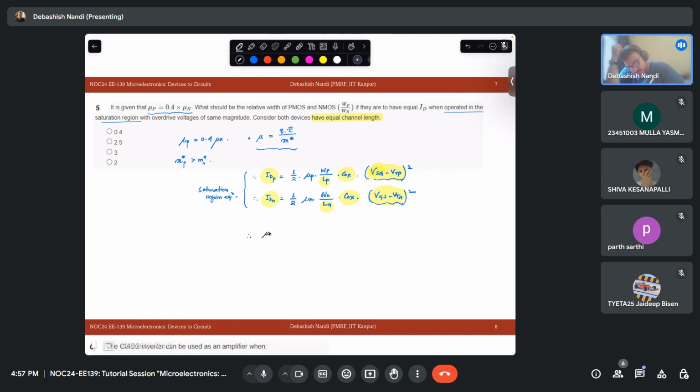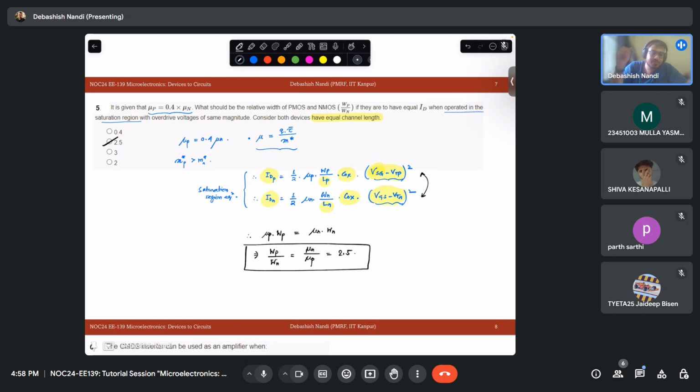I get mu P times WP is equal to mu N times WN, equating these two equations. So I want to find WP by WN, which will be equal to mu N by mu P. What is mu N by mu P? 2.5, right?